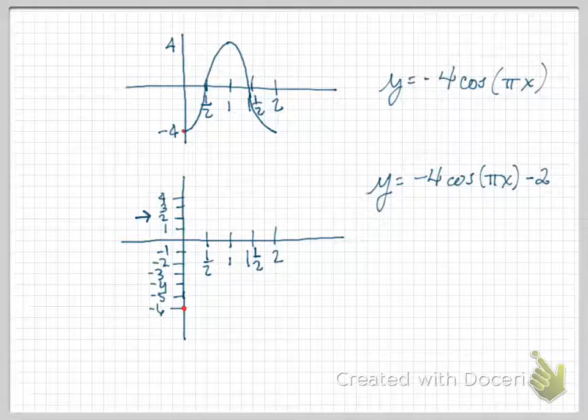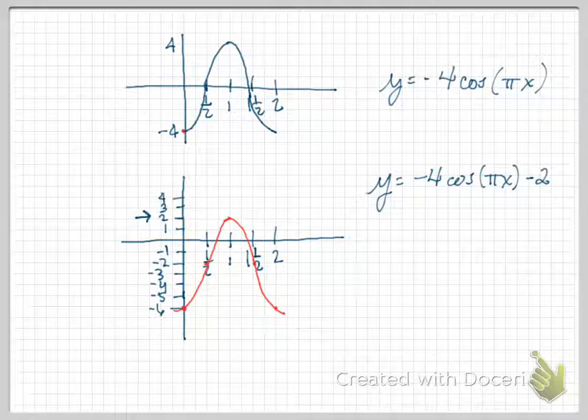When you plugged in 1/2, you got 0, so now that's -2. And when you had 1, you had +4, so drop that down 2 units and you get +2. At 1.5, it was 0, so you drop it down 2 units and you get -2. And then finally, at 2, it's -4, you drop it down and you get -6. Okay, so the graph looks like this.